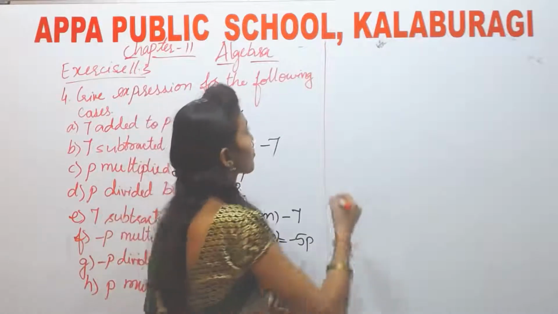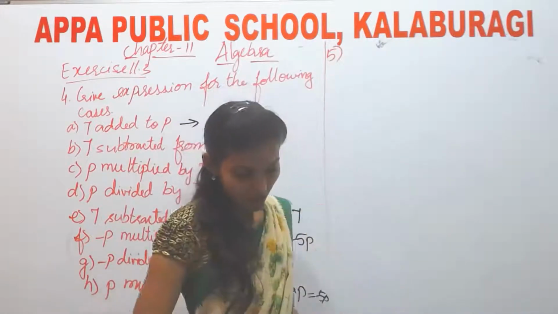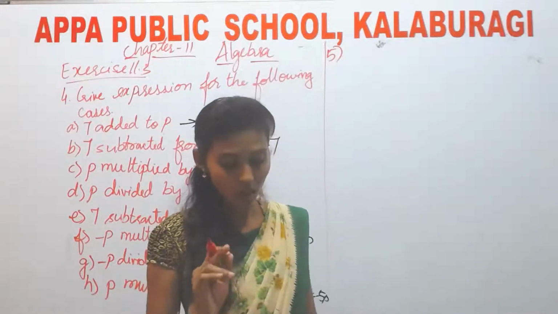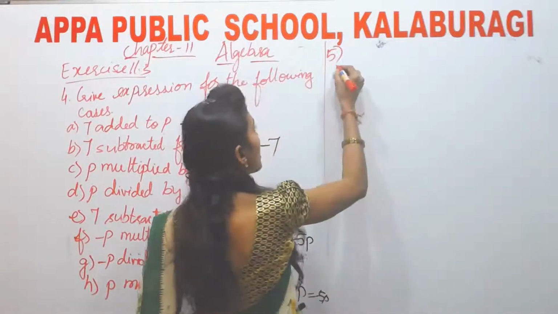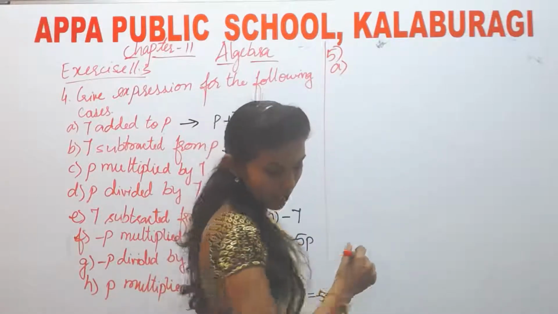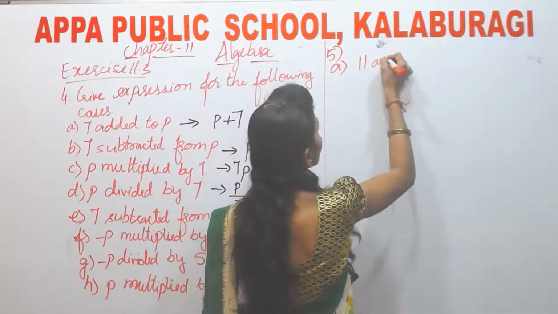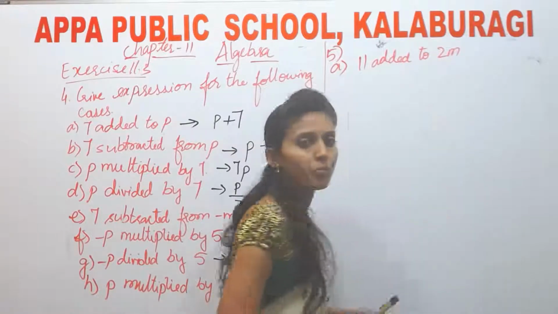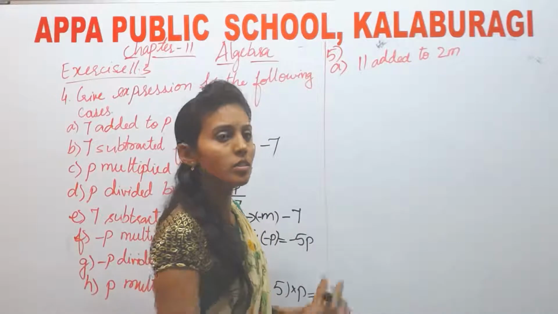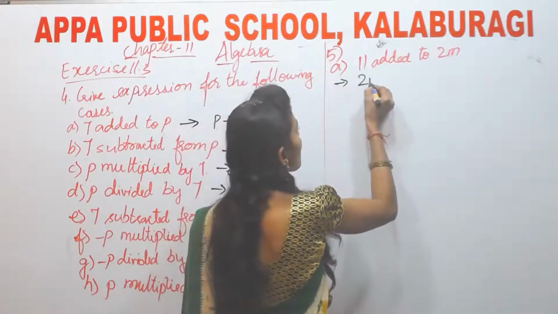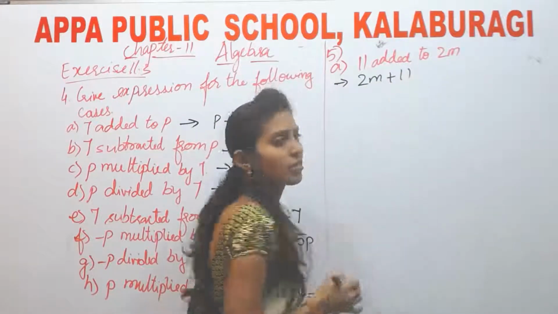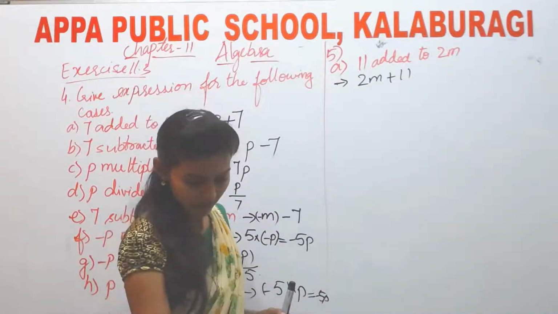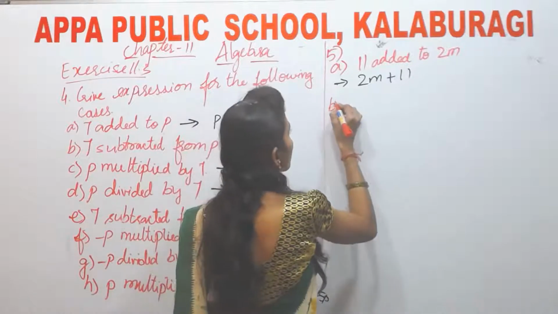Now fifth bit. Give expression in the following cases. A, 11 added to 2m. What is the solution? See, 2m plus 11, addition. Right? Addition. 2m plus 11.